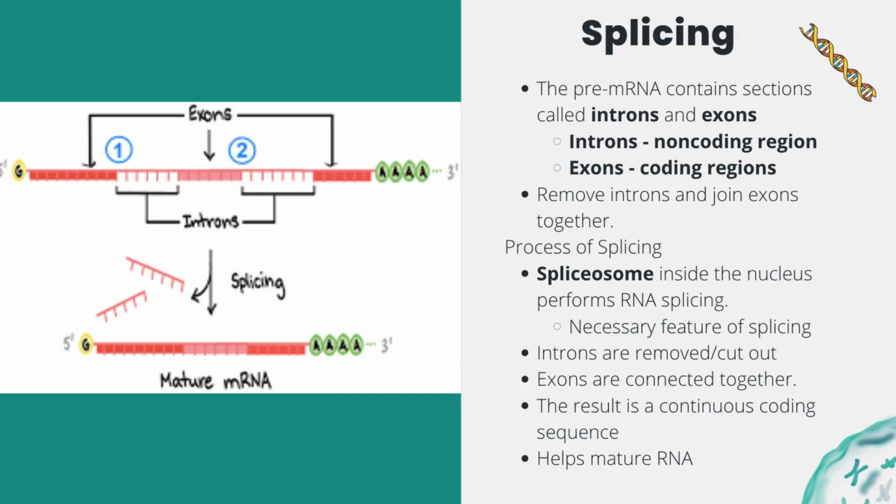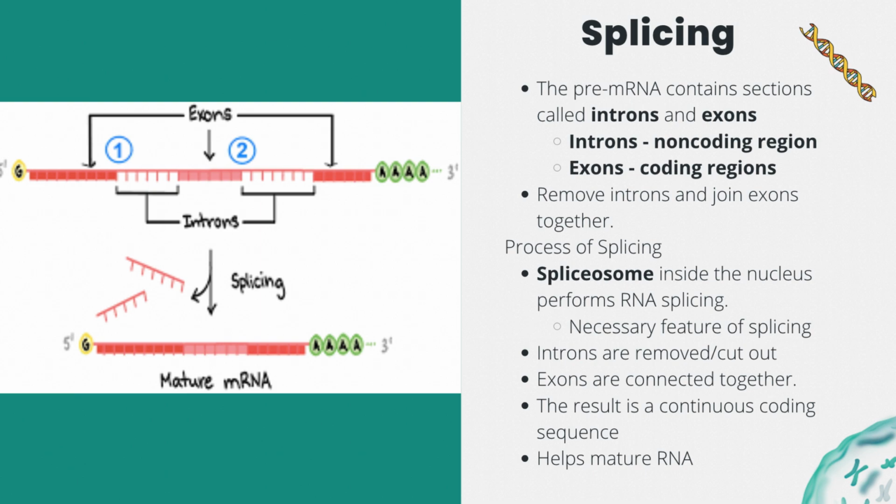And lastly, we have splicing, which is one of the most important factors of this whole process. The pre-mRNA sections are called introns and exons. Introns are the non-coding regions, and exons are the coding regions. And during splicing, we remove the introns, and join the exons together.